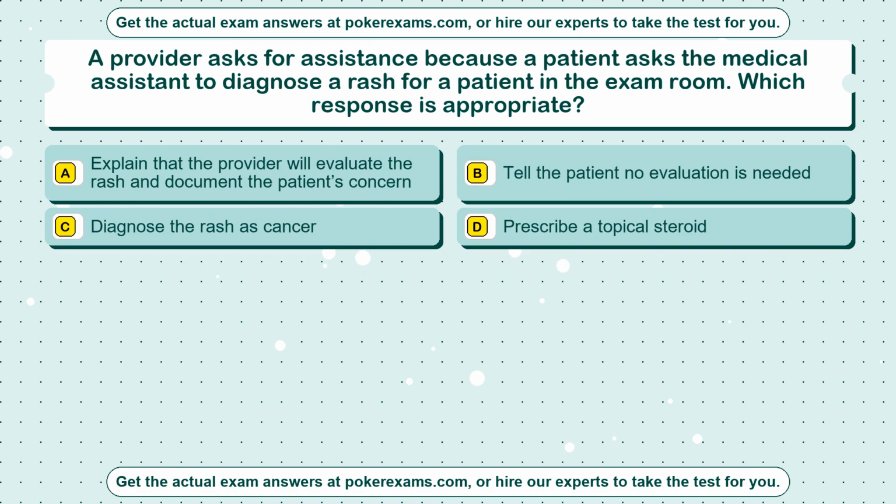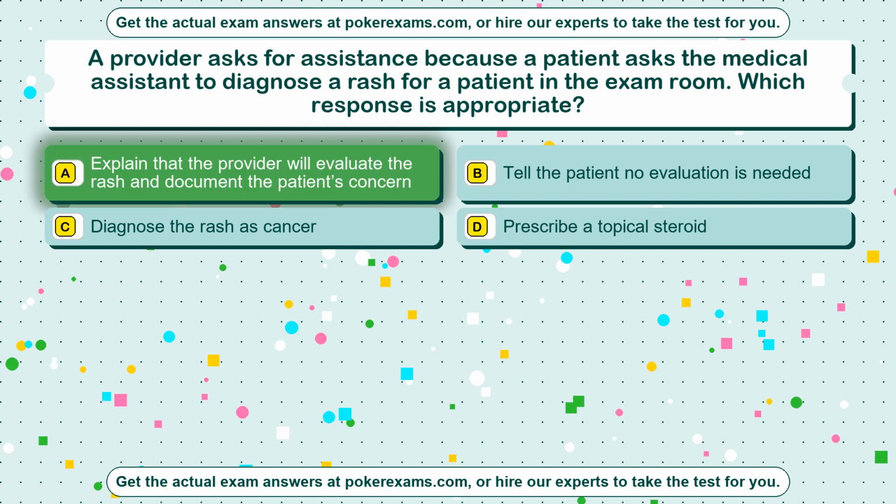Question 56. A provider asks for assistance because a patient asks the medical assistant to diagnose a rash for a patient in the exam room. Which response is appropriate? Option A, explain that the provider will evaluate the rash and document the patient's concern. Option B, tell the patient no evaluation is needed. Option C, diagnose the rash as cancer. Option D, prescribe a topical steroid.